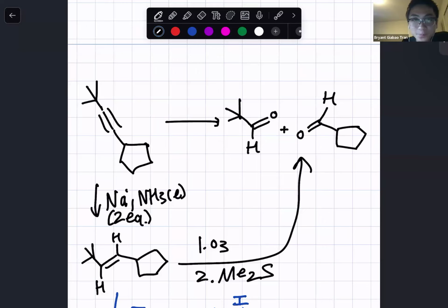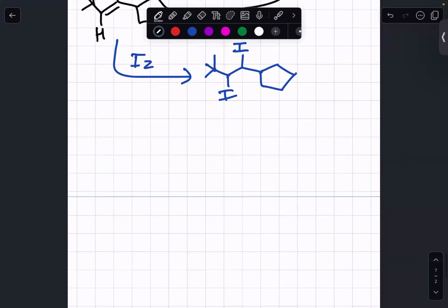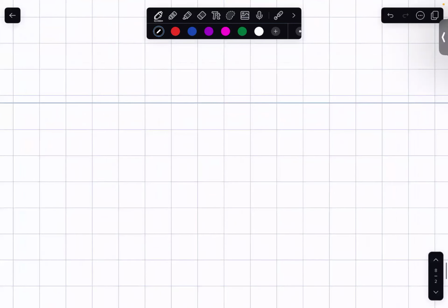Okay, let's see. I think you are a pro at alkenes and alkynes now. Want a challenge synthesis problem? Okay, let's do it.